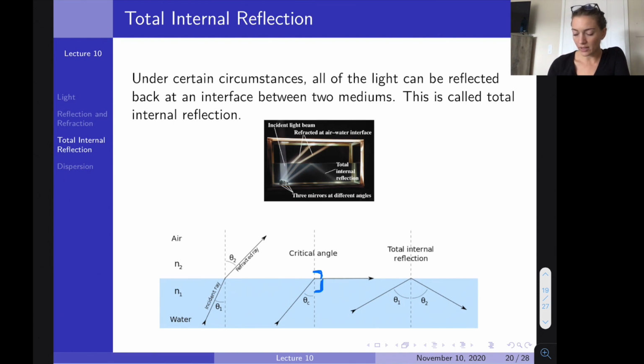Again, the critical angle is the minimum angle for which this happens, and any angle larger than that will get total internal reflection. And it's also very important to remember that the second medium has to have a lower index of refraction than the first. Your light ray has to be going from a medium with higher refractive index to a medium with lower refractive index. Otherwise, it won't work.